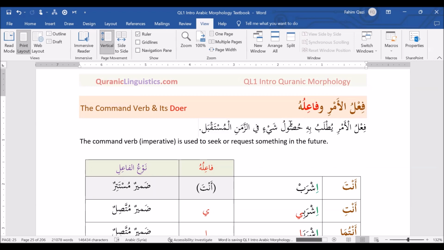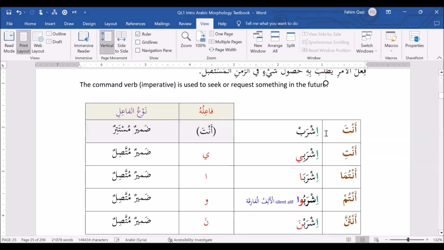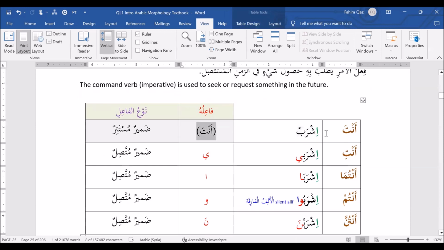So you have the past for the past, and you have the present for the present. And as we learned earlier, sometimes the present can switch to the future, depending on those particular context clues that we discussed. And then you have the fi'l al-amr, which is for the future. For anta, you say ishrab. The fa'il is dhamir mustatir.